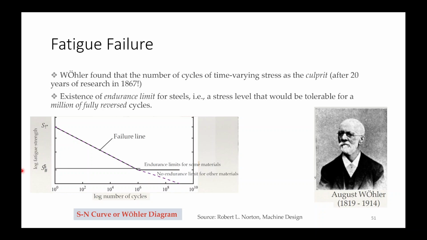Next chapter is fatigue failure. In this case, Wöhler found that the number of cycles of time varying stress is the culprit for the failure of various materials. He took around 20 years for this research. He found the existence of the endurance limit for steels, for example, a stress level that would be tolerable for millions of fully reversible cycles.